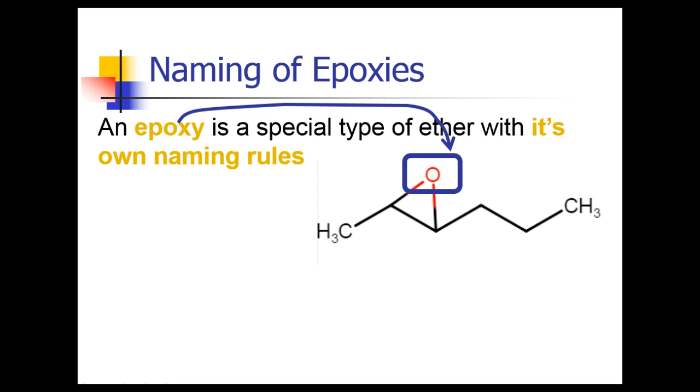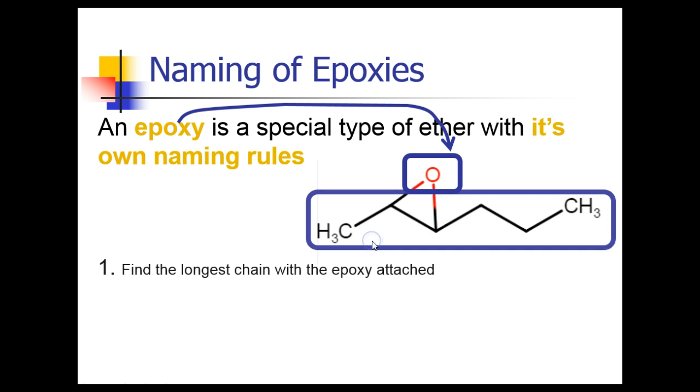Alright, so there's another thing that we need to take into consideration when naming ethers, and that's the naming of epoxies. Notice that an epoxy is a special type of ether that has its own set of naming rules. All that an epoxy is, is an oxygen that's connected to 2 carbons within the chain.